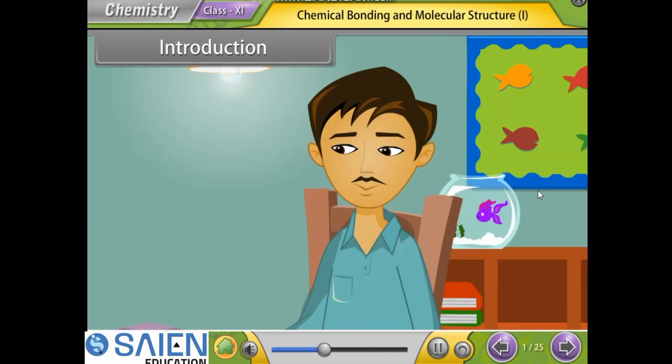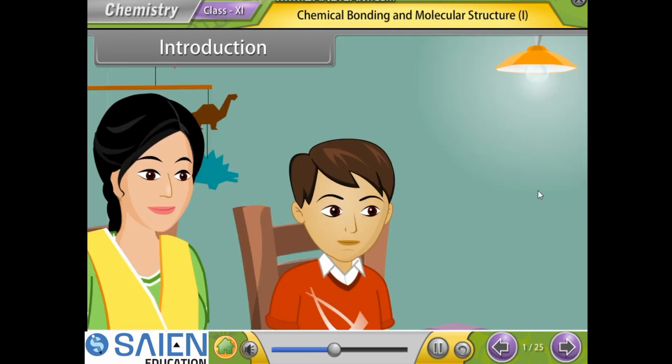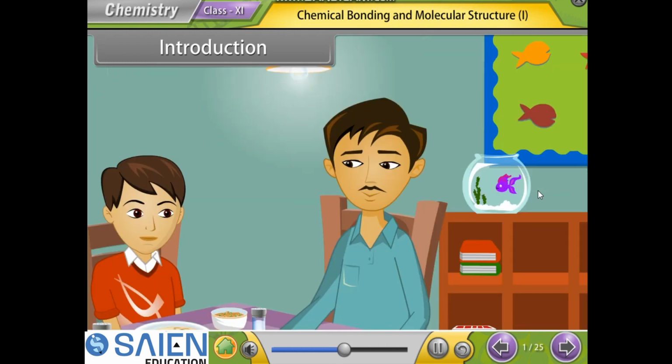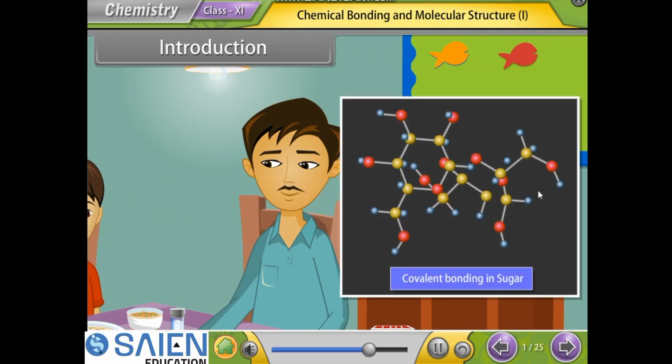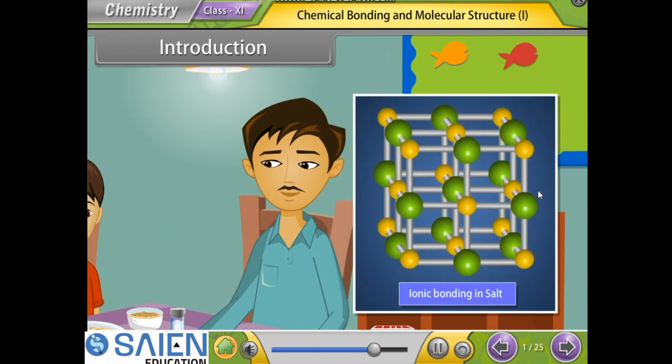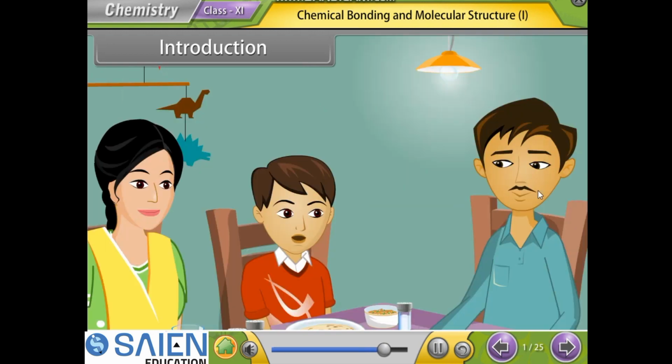Okay, so tell me, why do the sugar and salt particles have different structures? Maybe due to different constituent particles? Son, your answer is right, but not appropriate. I will tell you. Every structure depends upon the nature of chemical bonding between them. In sugar, there is covalent bonding in the molecules, whereas in salt, there is ionic bonding in the molecules. Okay, Father. I got the reason and I want to know some more about that.